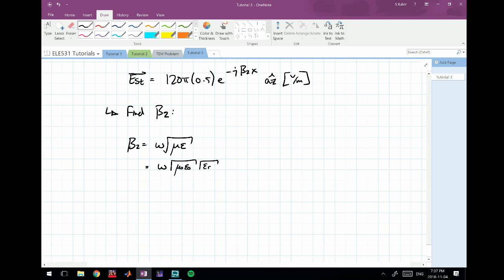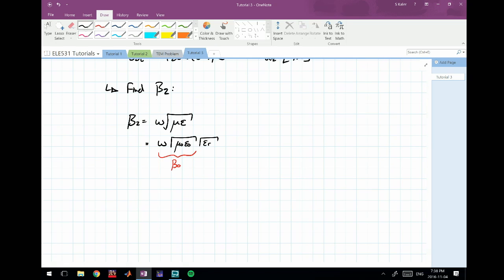And this thing here is actually called beta naught because it's in free space, right? So that means I can replace this as beta naught square root of epsilon r. This is beta 2. Now we have to find square root of epsilon r. So let's bring this up here and say find square root of epsilon r.